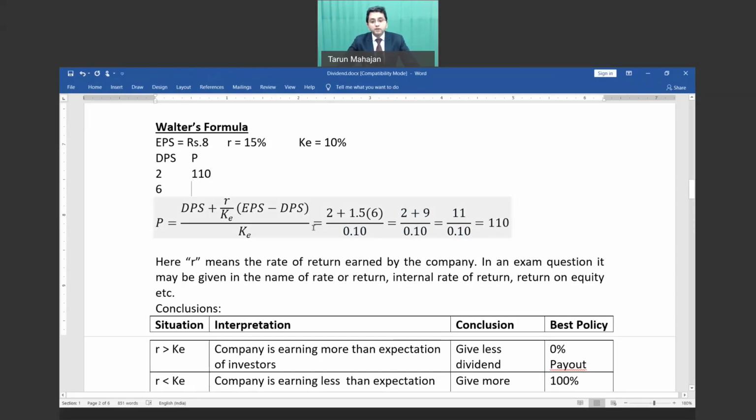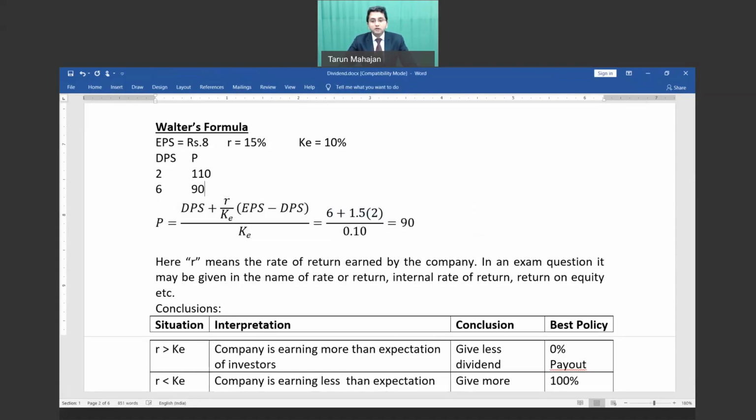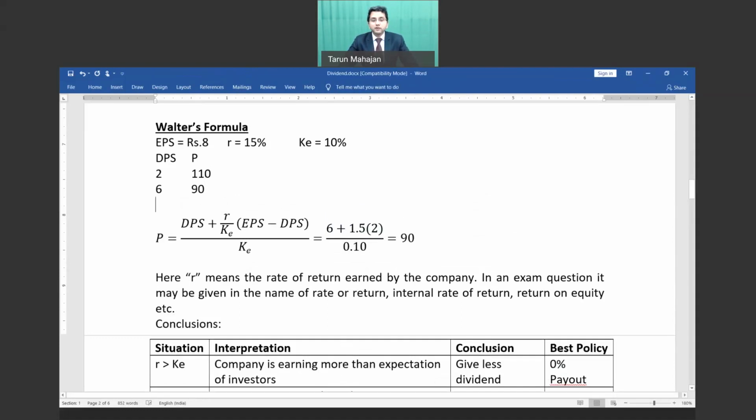But if I decide to give 6 rupees of dividend, then this is 6 and this is 2. And that's why if I cut it short, this is going to be 90 rupees. Exactly. Perfectly fine. So what is the moral of the story in this case? More the dividend I give, less the market price I command. You know what is the reason behind it? This whole formula is dependent on this single factor, R upon K.